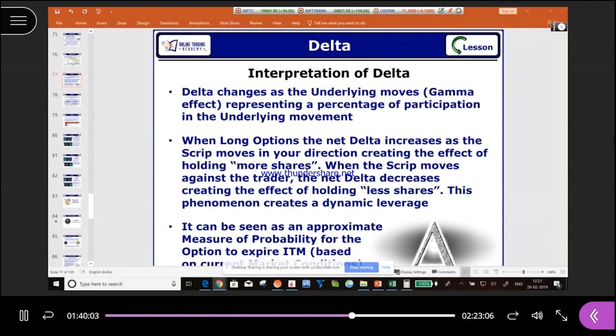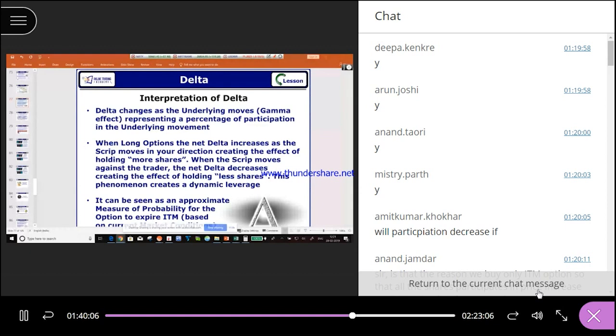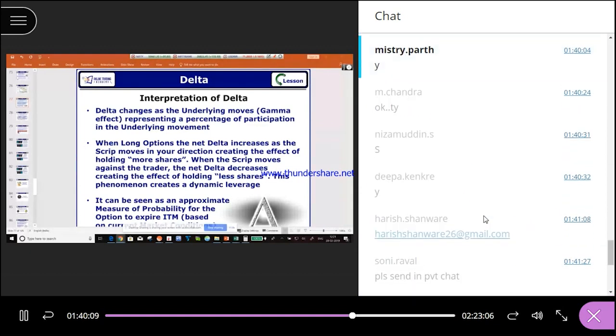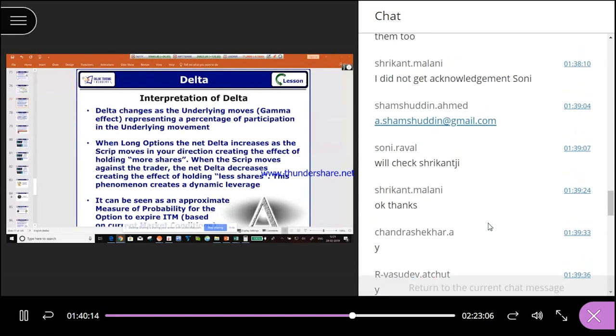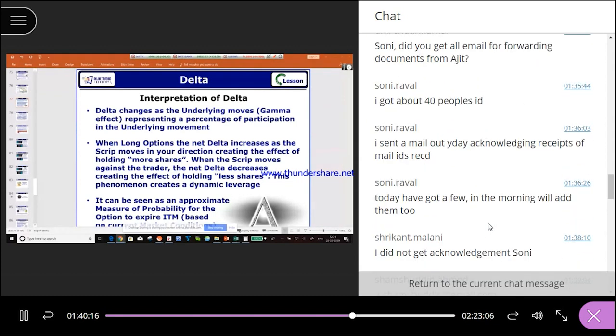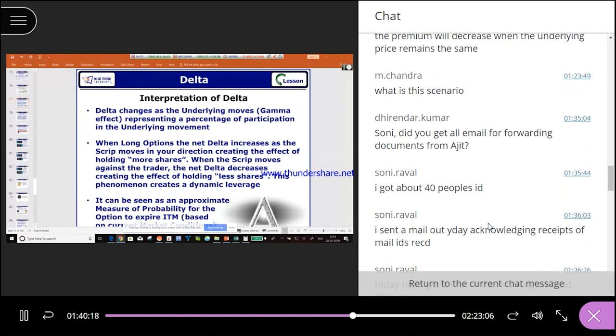The premium will decrease when the underlying price remains the same. What is the scenario? This scenario you will understand only when we complete all the Greeks, Chandra.